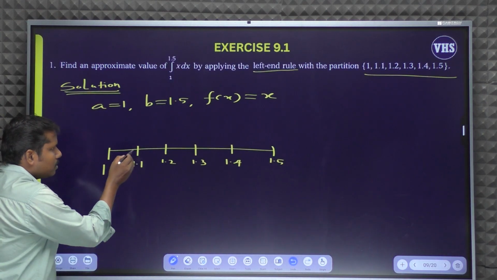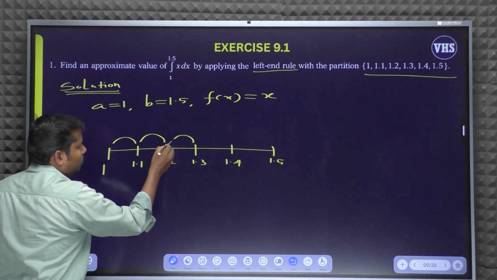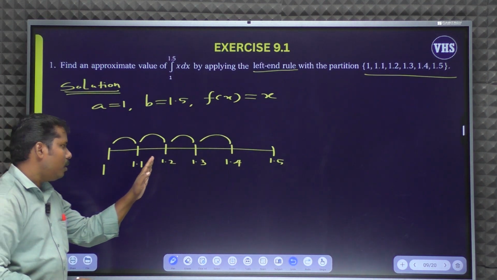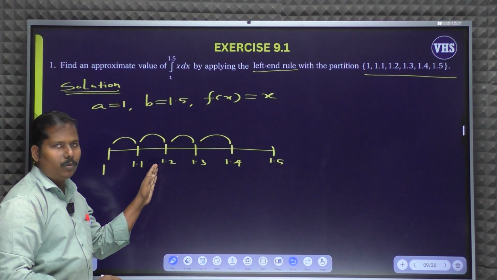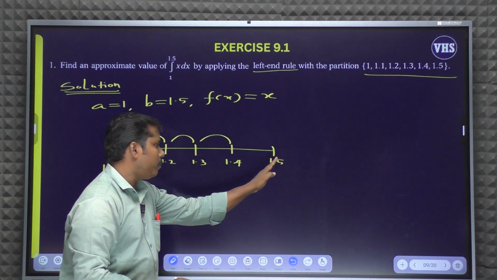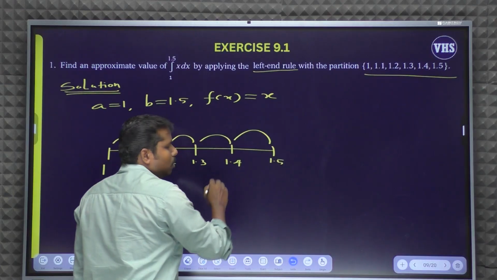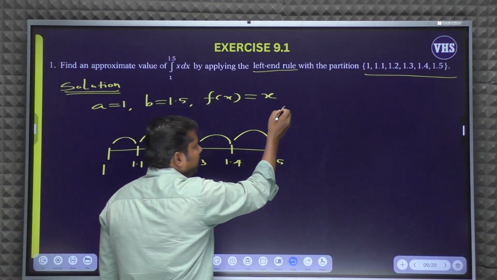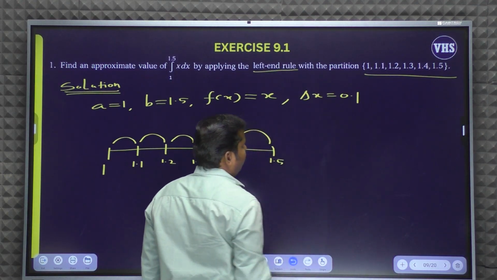Students, here you can see that the width of each interval is what? 0.1. Subtract and see. 1.1 minus 1, 0.1. 1.2 minus 1.1, 0.1. 1.3 minus 1.2, 0.1. 1.4 minus 1.3, 0.1. 1.5 minus 1.4, 0.1. So it is quite obvious that all of the intervals have the same width. That must be taken to be delta x. What is delta x? 0.1.